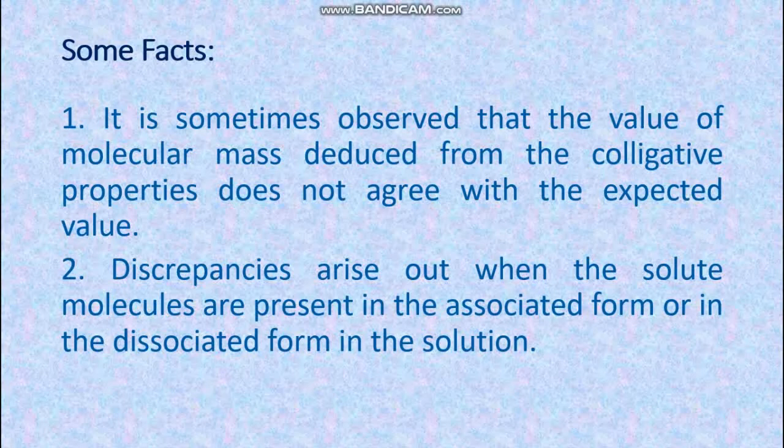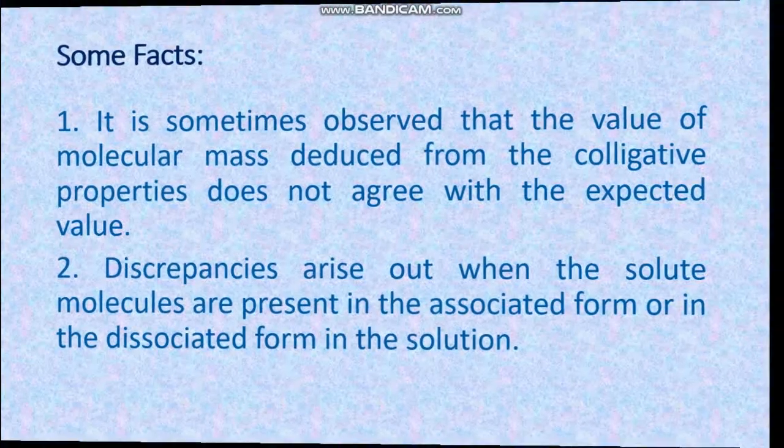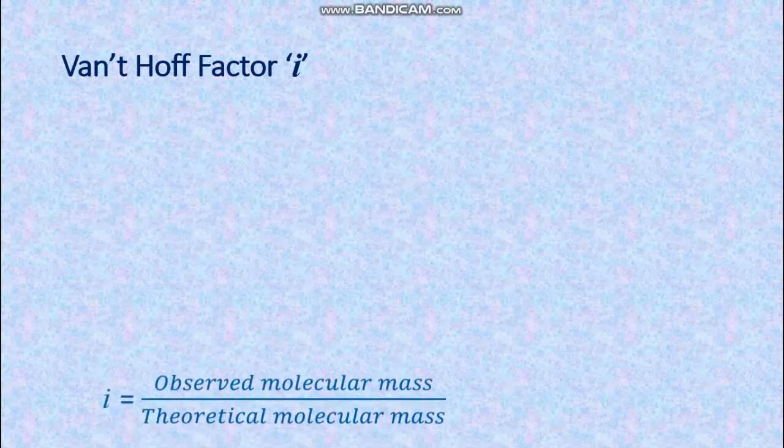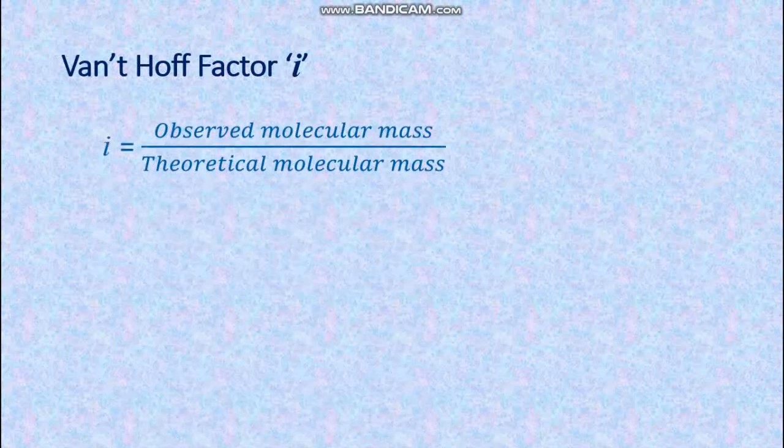This value can be determined with the help of a factor which is known as the Van't Hoff i factor. So let's discuss the Van't Hoff i factor. This is the observed molecular mass divided by the theoretical molecular mass. Now this molecular mass is calculated from the observation of colligative properties such as lowering of vapor pressure, elevation of boiling point, depression of freezing point, and osmotic pressure. From any of these experiments you are deriving the results experimentally. So observed means experimental results and theoretical means the calculated results.